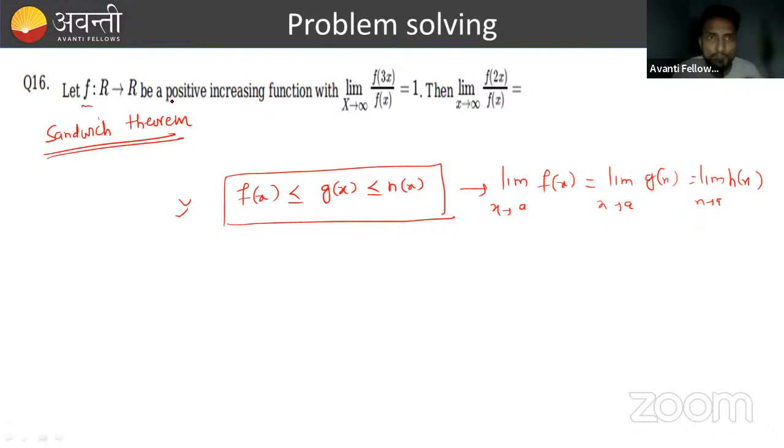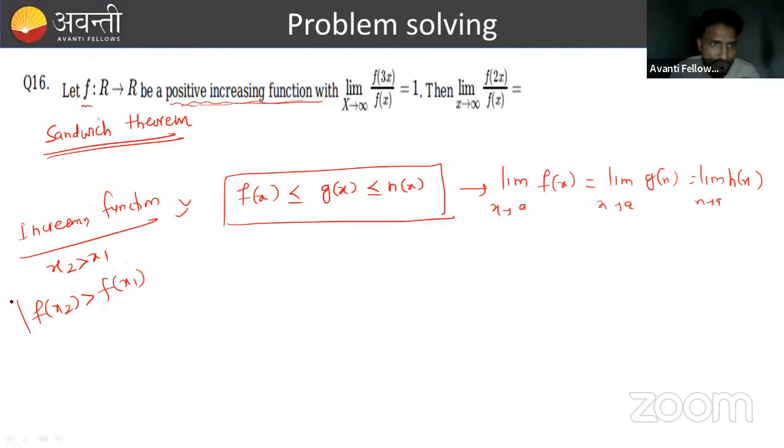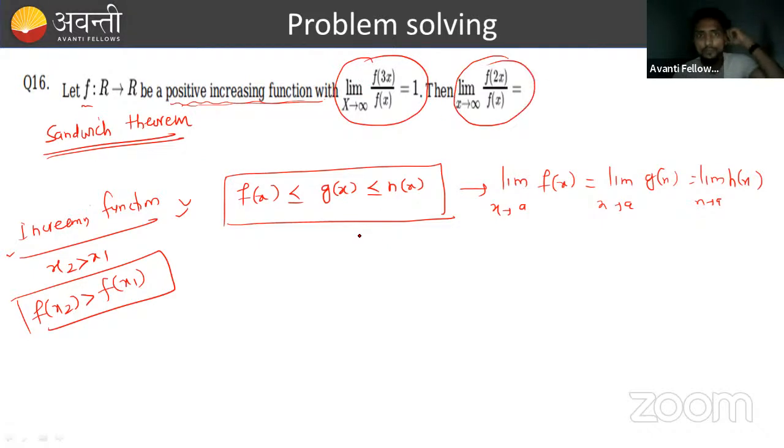So you can see the function is a positive increasing function. What does positive increasing function mean? Increasing function means if x2 is greater than x1, then definitely f of x2 is greater than f of x1. This is the case for a positive increasing function. So we have one limit value given, and we have to find the other one. So we have to create g of x. I know that if it is an increasing function, then 2x will be greater than x and 3x will be greater than 2x.